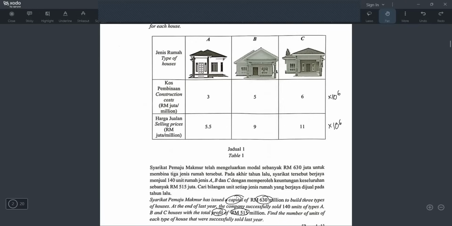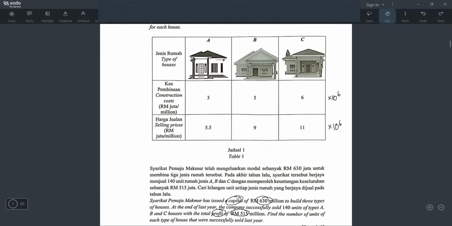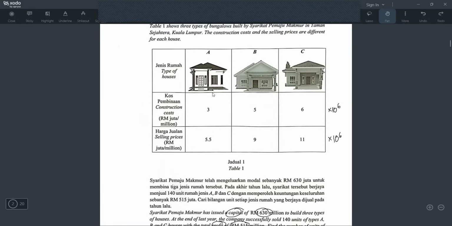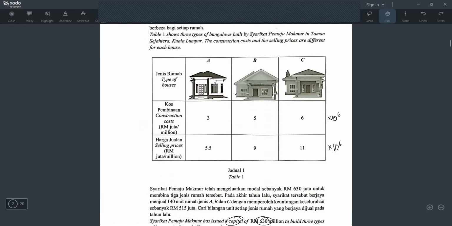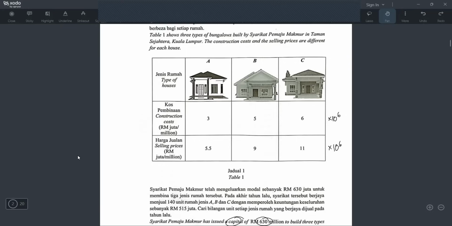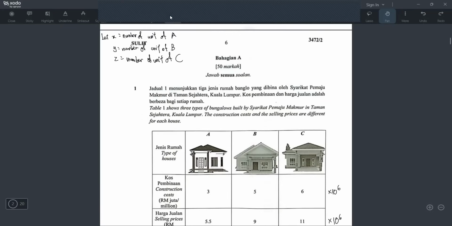So I remember they mentioned something about capital just now, and I already said capital is like budget. So this is the budget they spend to build these 3 types of house, 630 million. It means the total cost will be 630 million. It means one house A will cost you 3 million, but there is X number of house A, so it will be 3X plus 5Y plus 6Z. Do you understand?